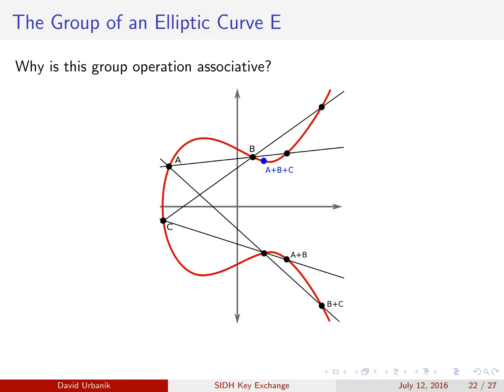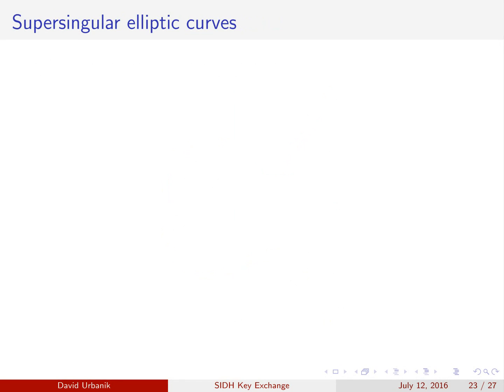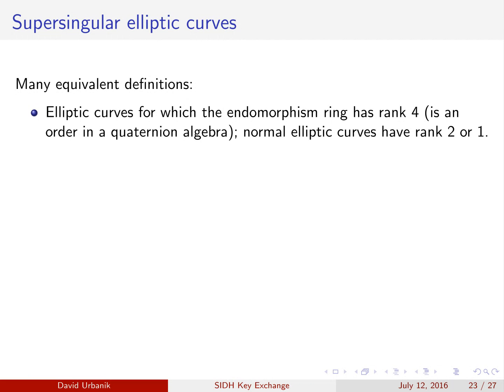So I didn't promise just elliptic curves. I promised these things called supersingular elliptic curves. The basic thing is that a supersingular elliptic curve is just a very special type of elliptic curve. There are many different characterizations of this. One is in terms of something called the endomorphism ring of an elliptic curve.